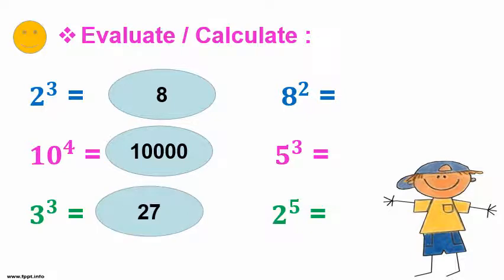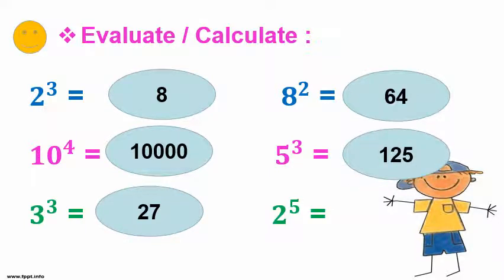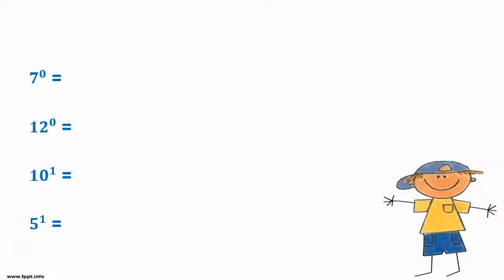3 cubed, 3 times 3 times 3, which is equal to 27. 8 squared, 8 times 8, which is equal to 64. Excellent. 5 cubed, 5 times 5 times 5, which is equal to 125. Good job. 2 to the power 5 means I have to multiply 2 by itself 5 times, 2 times 2 times 2 times 2 times 2, which is equal to 32.